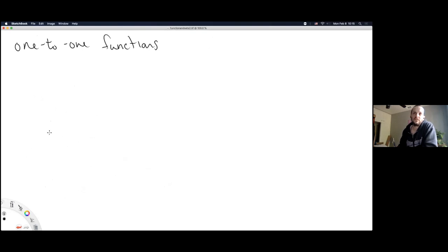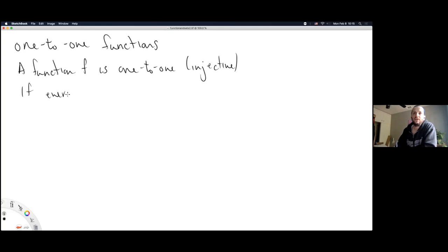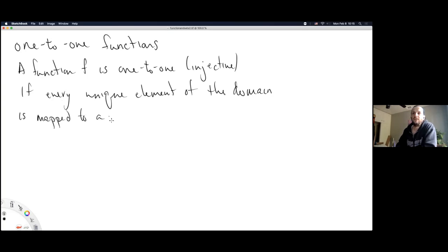Another thing we're going to need to know about functions is the definition of one-to-one. And it goes like this. A function f is one-to-one, or sometimes people use the word injective. A function is injective if every unique element of the domain is mapped to a unique element of the codomain.